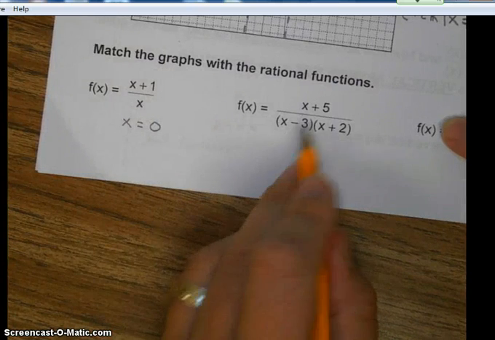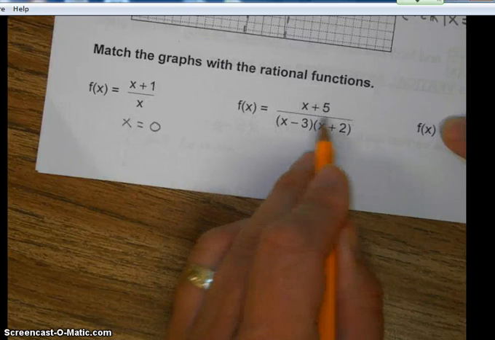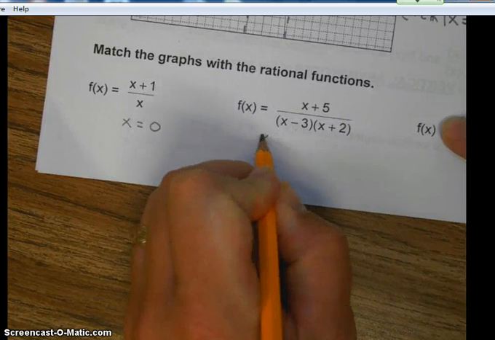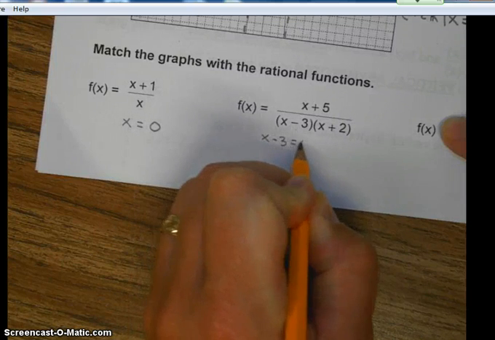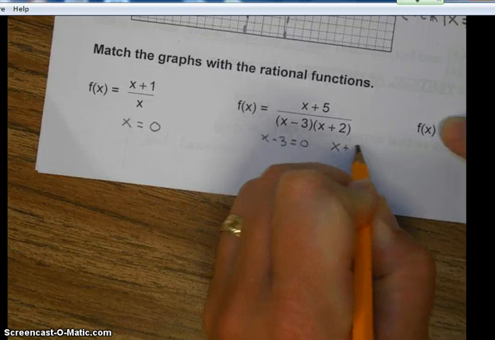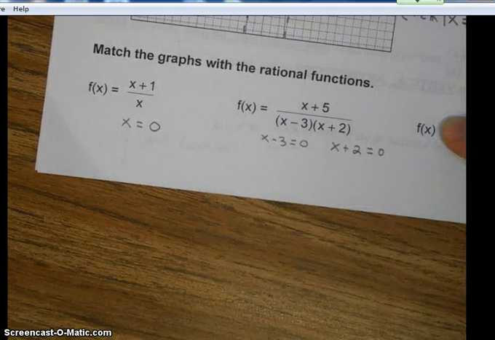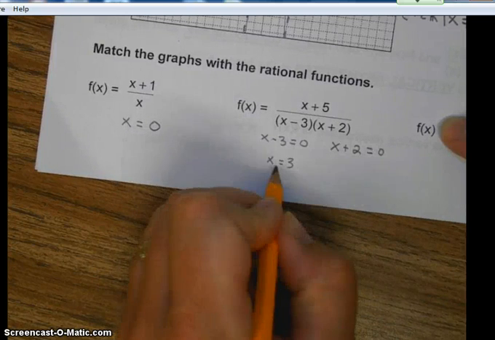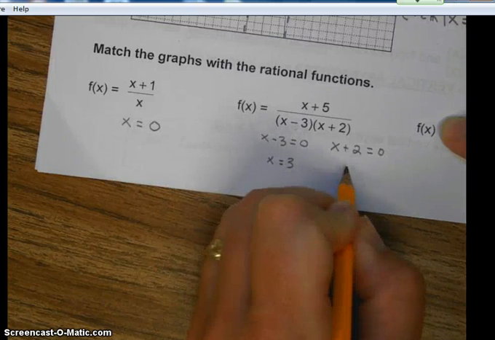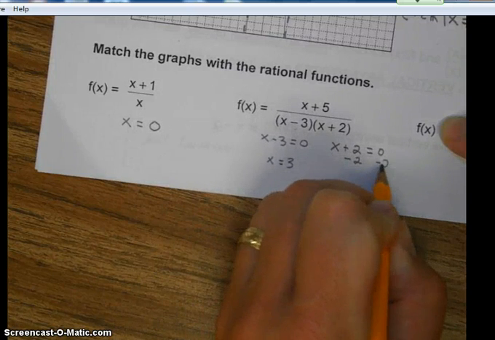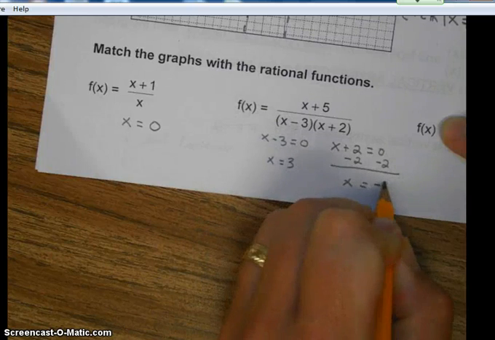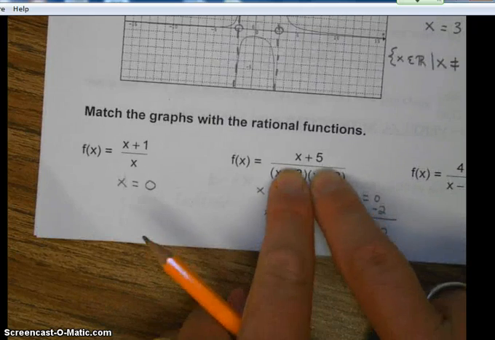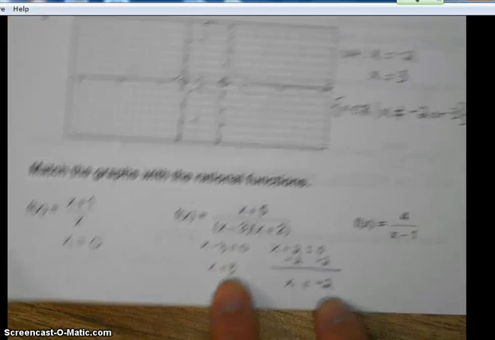There's a special situation that happens when the factors are the same: they cancel out. So here we go. The factor on the top is x - 5. Set the two factors equal to 0, and we get x equals 3. That's going to be one vertical asymptote. x equals -2. So this function is going to match; we're looking for -2 and 3.